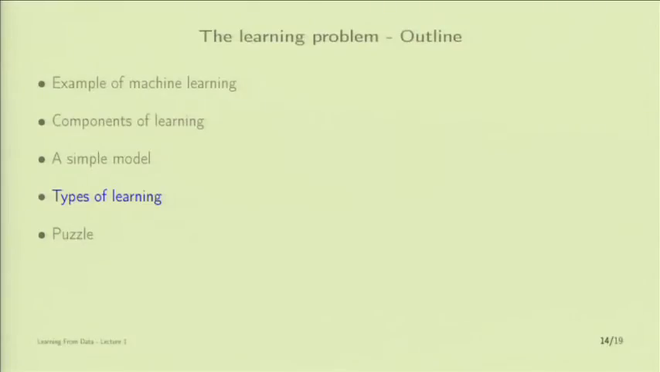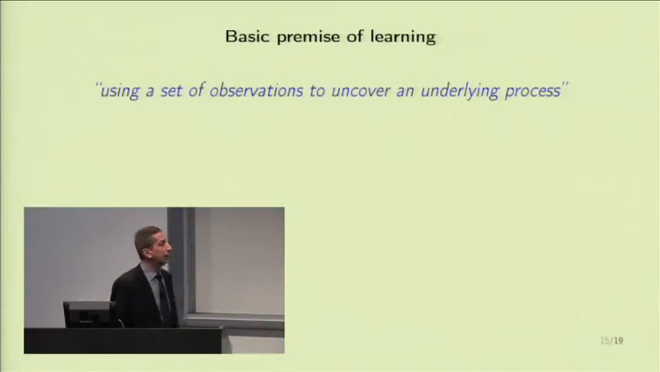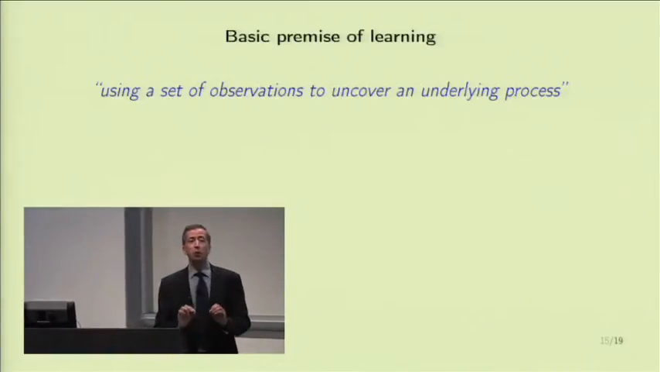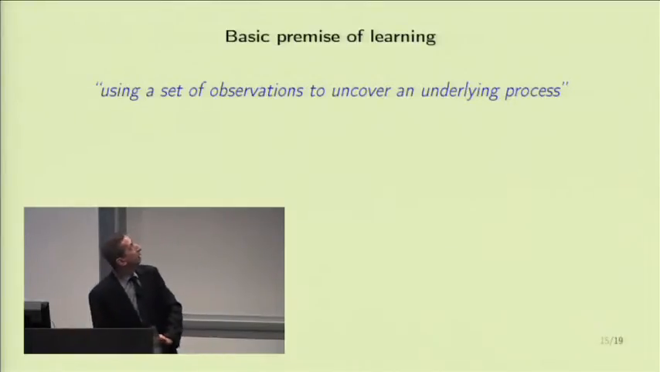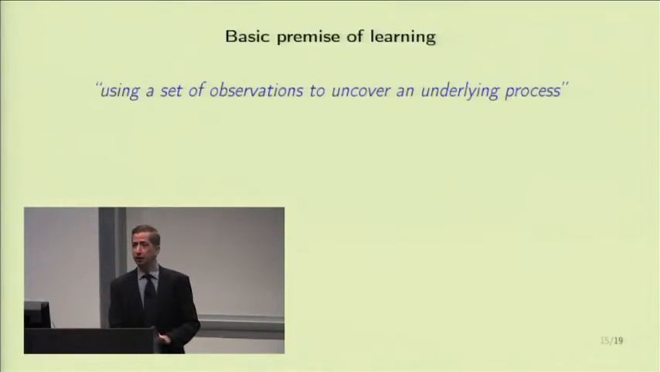Now, let me go into the bigger picture of learning, because what I talked about so far is one type of learning. It happens to be by far the most popular and the most used. But there are other types of learning. So let's talk about the premise of learning from which the different types came about. That's what learning is about. This is the premise that is common between any problem that you would consider learning. You use a set of observations, what we call data, to uncover an underlying process. In our case, the target function.